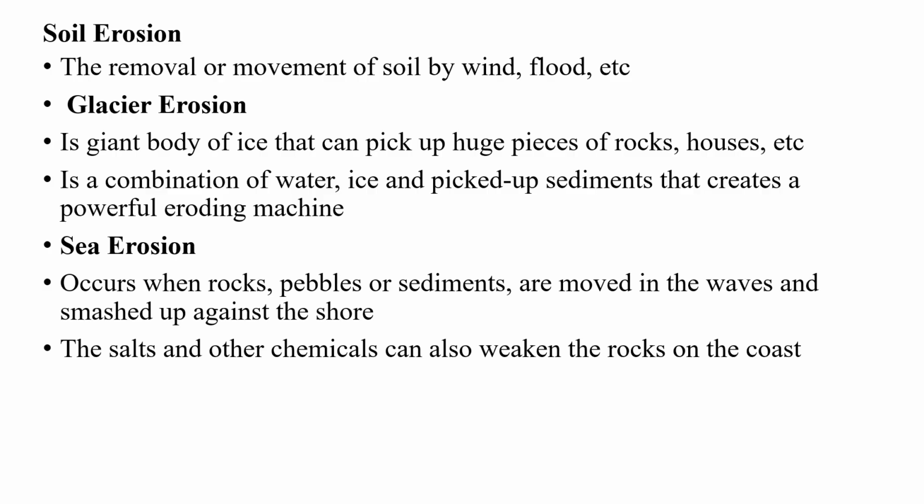Then we also have what we describe as sea erosion. Sea erosion occurs when rocks, pebbles, and sediments are moved in the waves and they are smashed up against the shore. When they are moved and smashed up against the shore, it is called sea erosion. And the salts also, the seas and oceans contain salts and some other chemicals. With the movement, they can also weaken the rocks that are found at the coast of the seas or oceans.